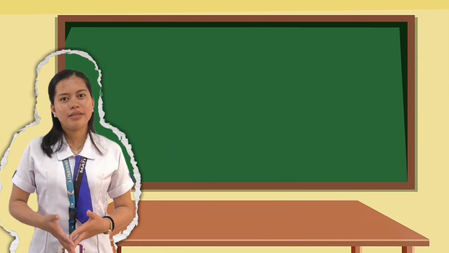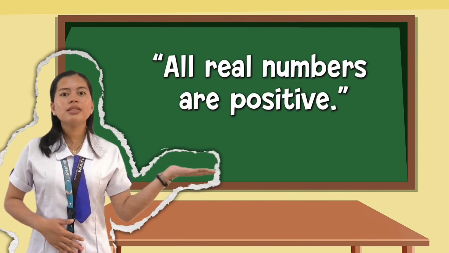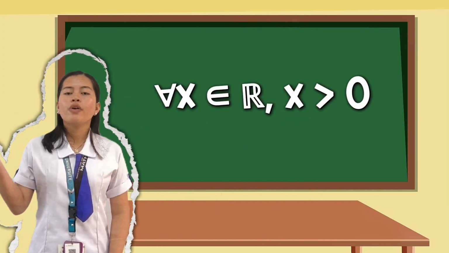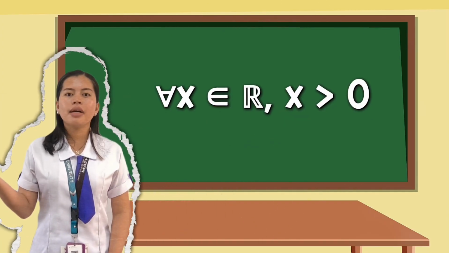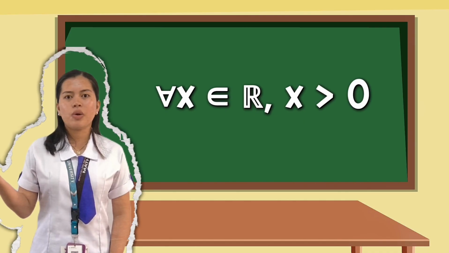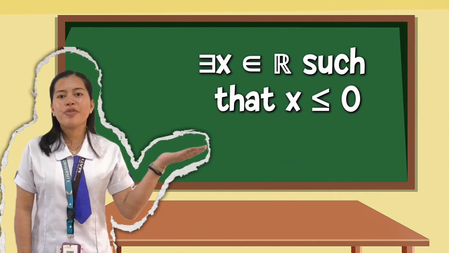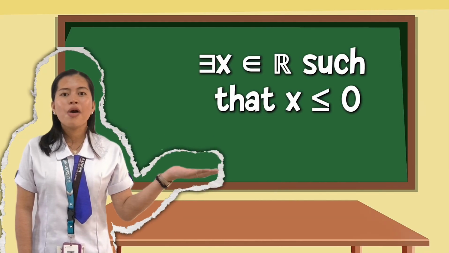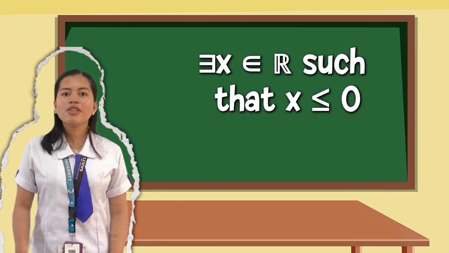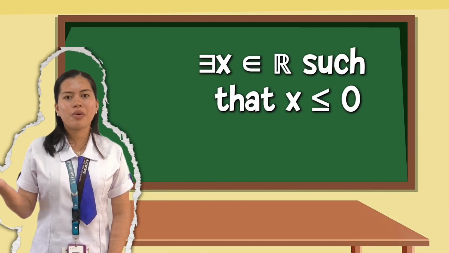For example, here is the statement: all real numbers are positive. Symbolically, for all x an element of the real numbers, x is greater than 0. So how do we negate? The negation is there exists an x, an element of the real numbers, such that x is less than or equal to 0.